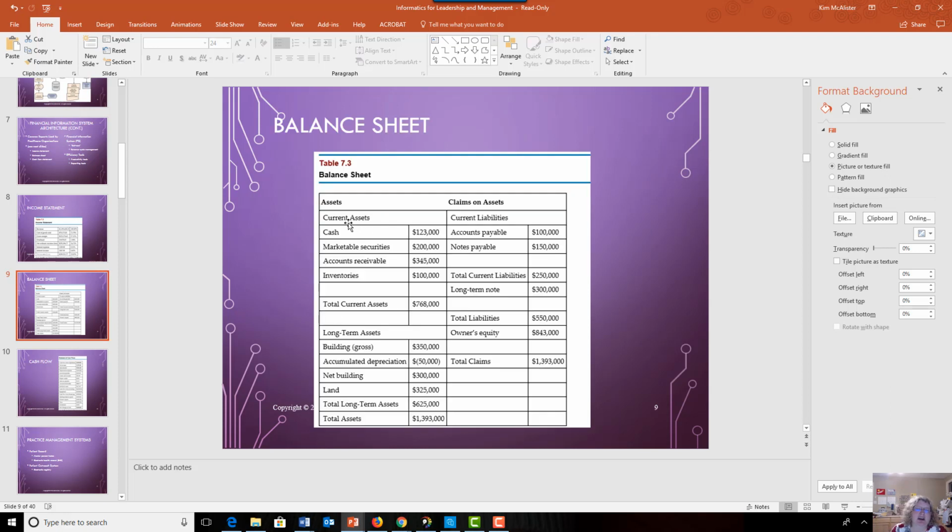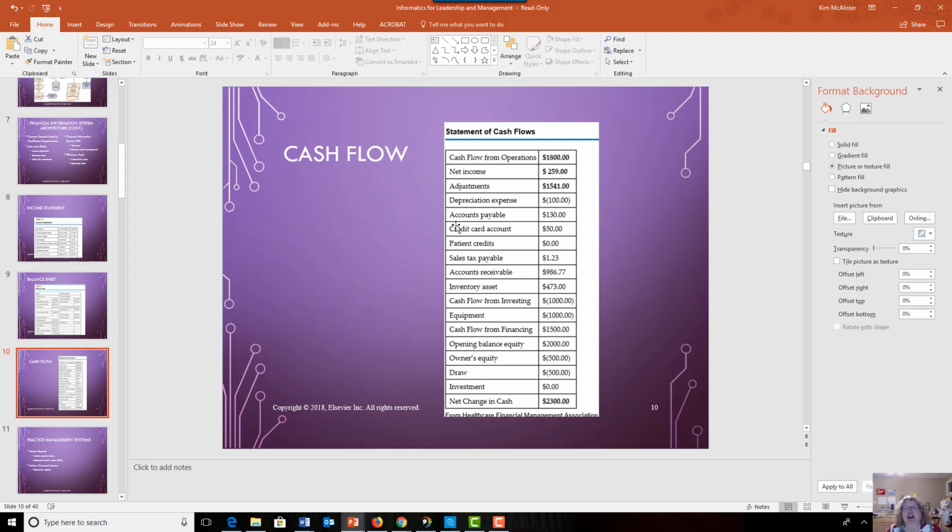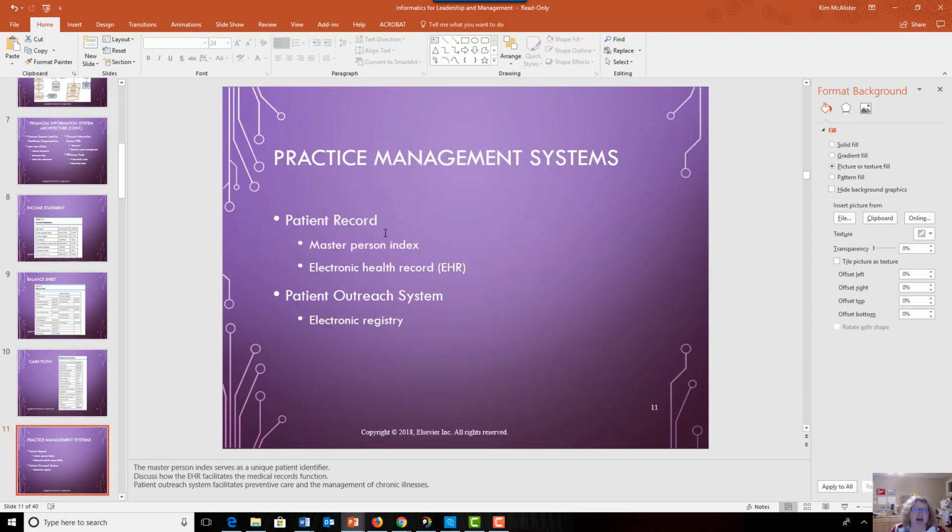Then you have a balance sheet. A balance sheet shows your assets and your liabilities. So these are all the things that you have on hand. And then these are the things that are claimed against your assets. So these are your liabilities. You might have a long-term note on the building, or maybe you just remodeled and added some new equipment or redid your surgical suite, and those will be long-term notes. Your cash flow, this is showing where all of the money went. Where did it go to? And what came in. So that's the financial system.